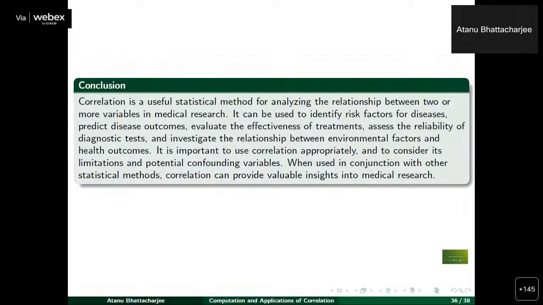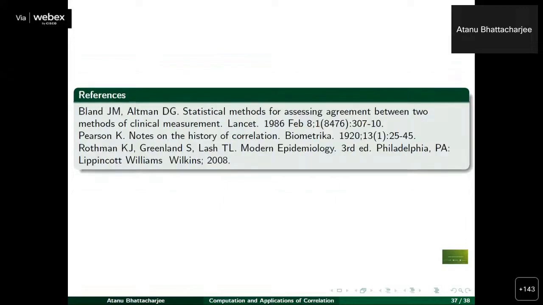So I'd like to come to the conclusions. The correlation coefficient is a useful statistical method for data analysis and for measuring the relationship between two or more variables in medical research. It can be used to identify risk factors for disease, predict disease outcomes, evaluate the effectiveness of treatment, assess the reliability of diagnostic tests, and investigate the relationship between environmental factors and health outcomes. It is important to use correlations appropriately and to consider their limitations and potential confounding variables when used in conjunction with other statistical methods. Correlations can provide valuable insight in medical research.